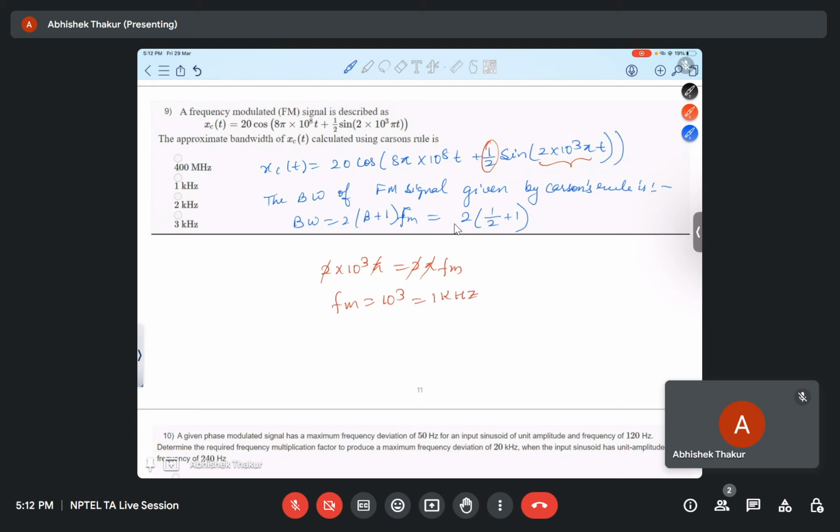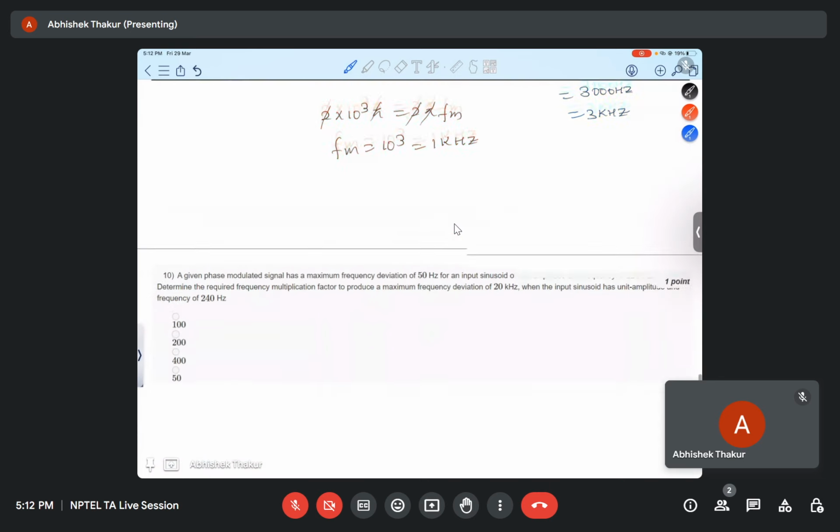Now substitute this. Sorry, here we have to multiply into 1000 hertz. So the answer will be 2 into 1.5 into 1000. This is the bandwidth of the given signal, that is equal to 3000 hertz, so that is 3 kilohertz. So the correct answer is option D, that is 3 kilohertz.